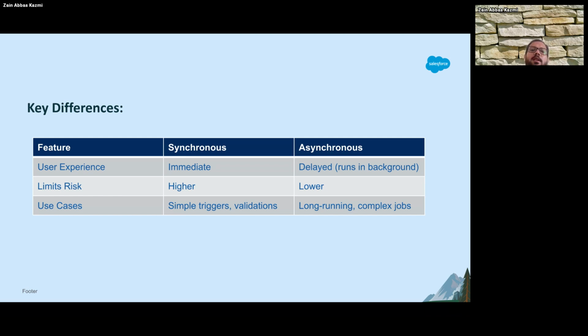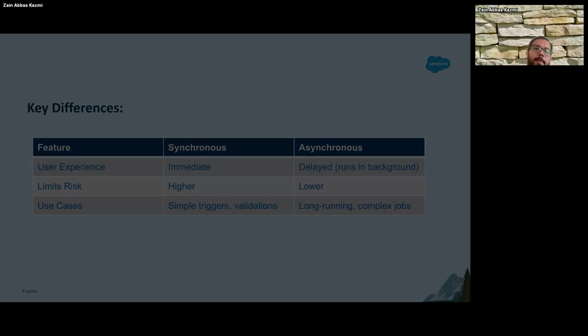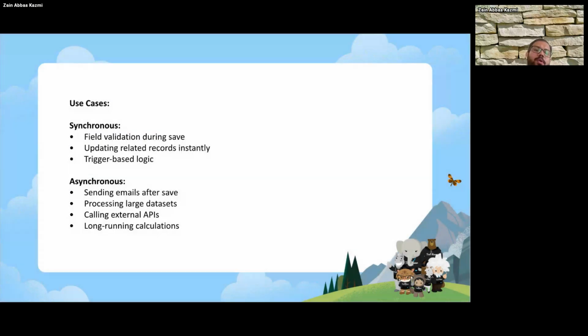Synchronous Apex includes simple triggers, validation, or like these are enough, I guess. And asynchronous Apex is like long running jobs, queueable, future methods, and batch Apex. Use cases where you decide what we should do, synchronous or asynchronous.